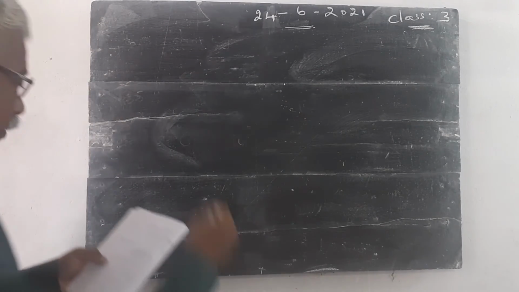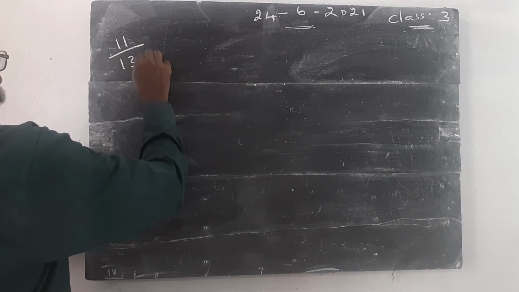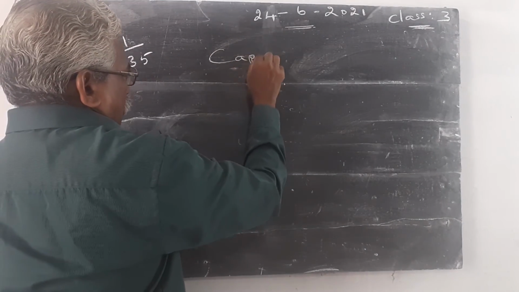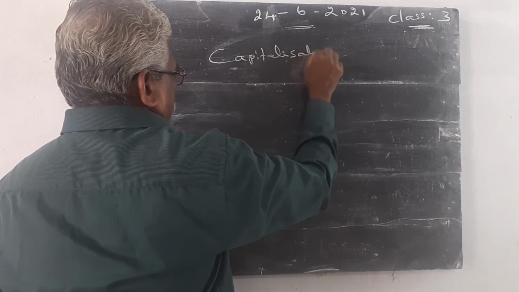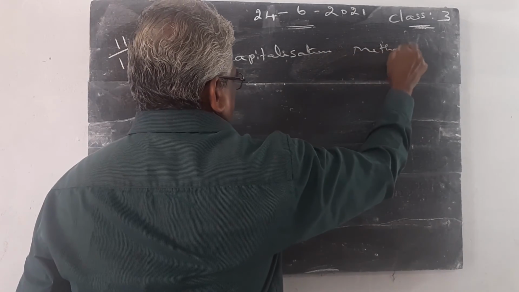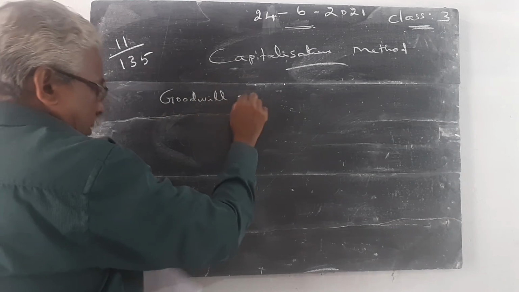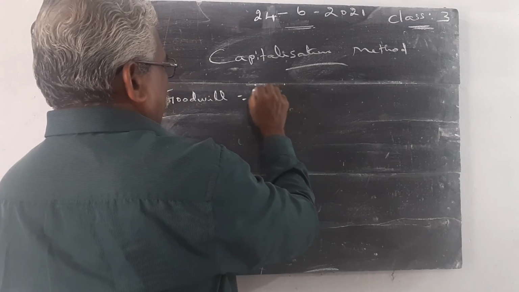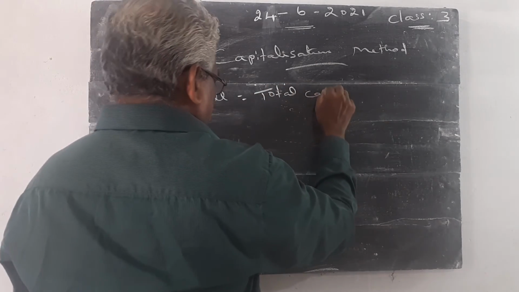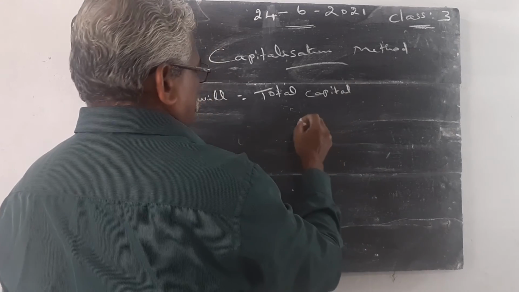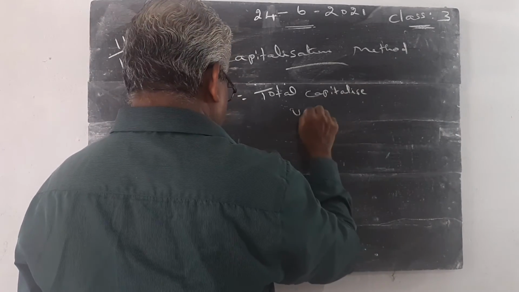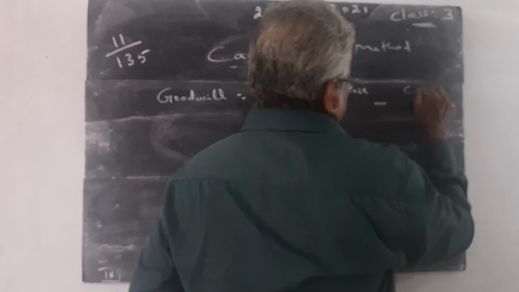Question number 11, page number 135. Then capitalization method. First duty is write the formula for calculating goodwill. Goodwill is equal to total capitalized value minus capital employed. Total capitalized value minus capital employed.